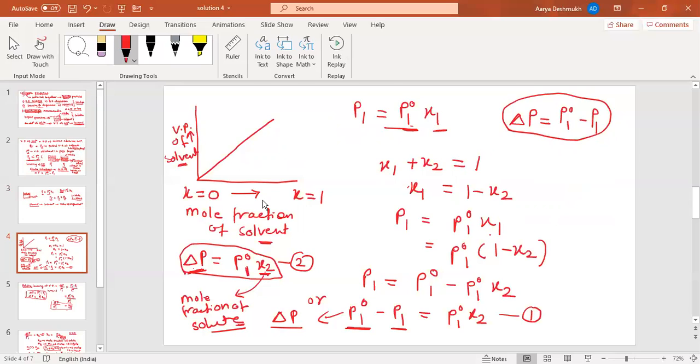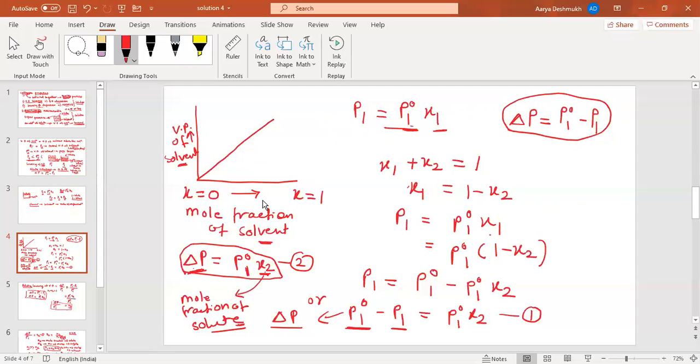Now, P01 minus P1 is nothing but delta P, the lowering in vapor pressure. P01 is the vapor pressure of the solvent in pure form, and P1 is the vapor pressure of the solvent when it is mixed with the solute. The difference between these two vapor pressures is delta P, the lowering in vapor pressure, which is equal to P01 into X2.